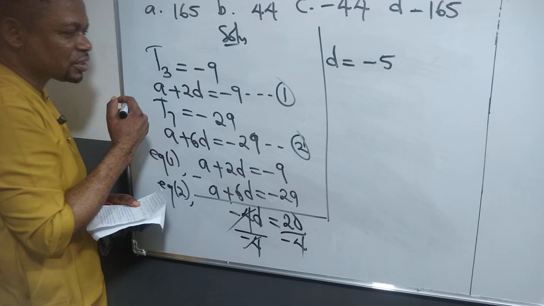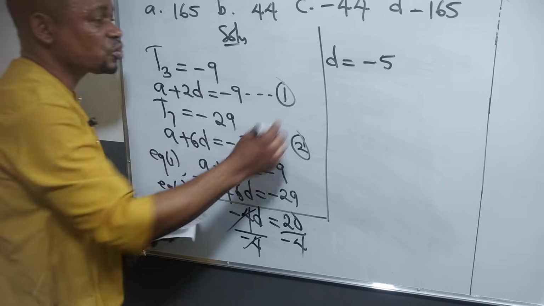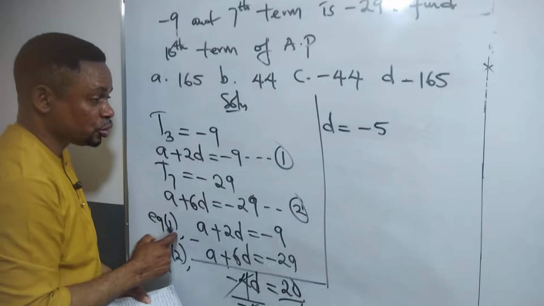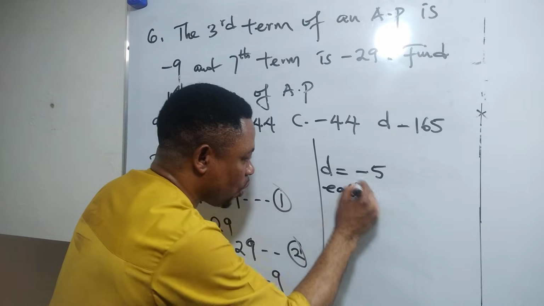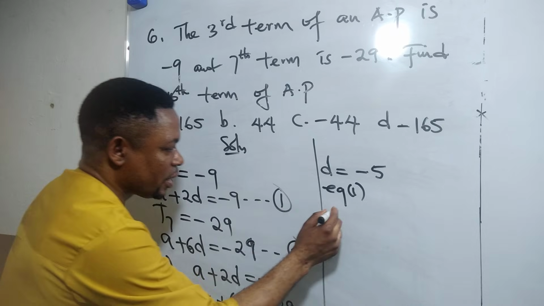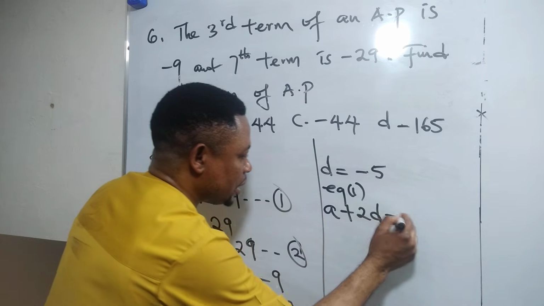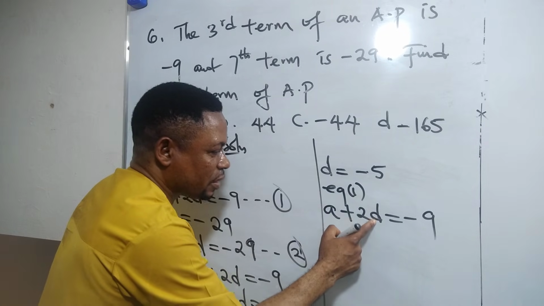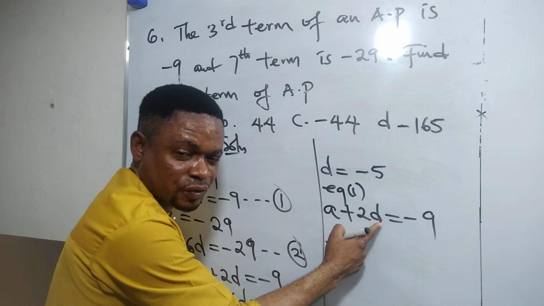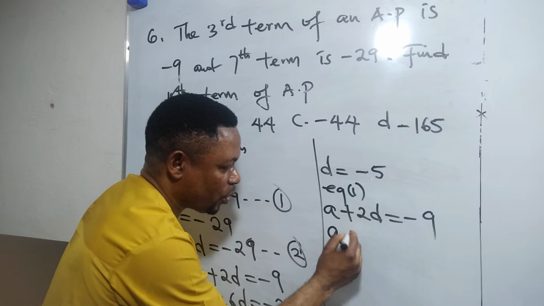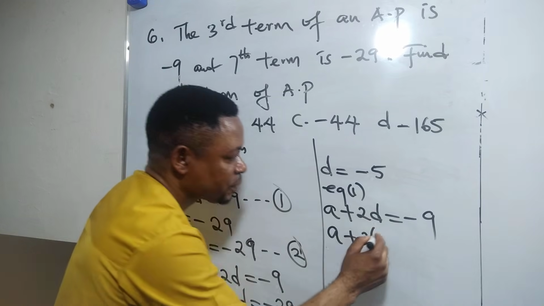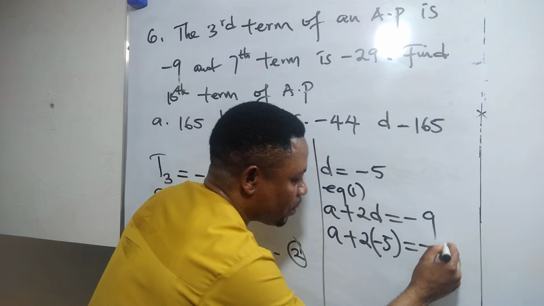I want you to observe this. It is not the end. We are also going to find the first term using either equation 1 or equation 2. But permit me to use equation 1. What is equation 1? A plus 2D then equal to minus 9. Anywhere we come across D, remove it and put minus 5. So we have A plus 2. Wow, open the bracket. What is the common difference? It is minus 5 equal to minus 9.